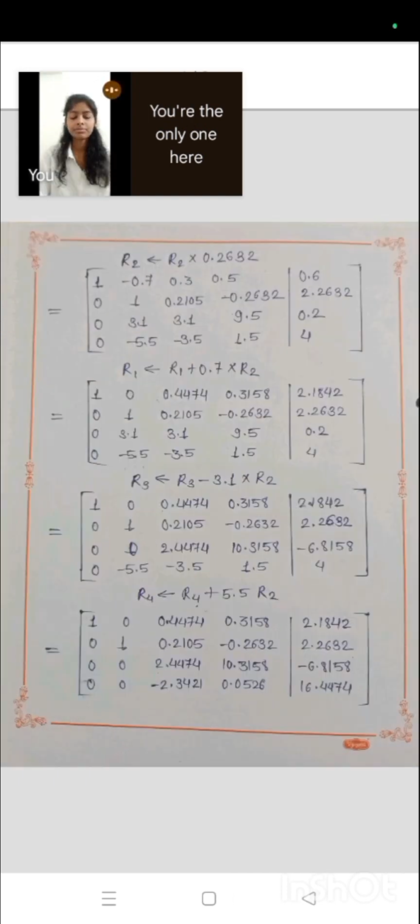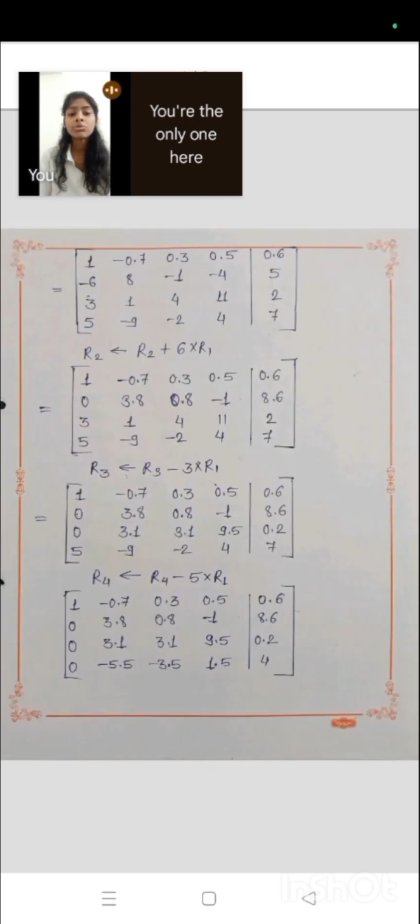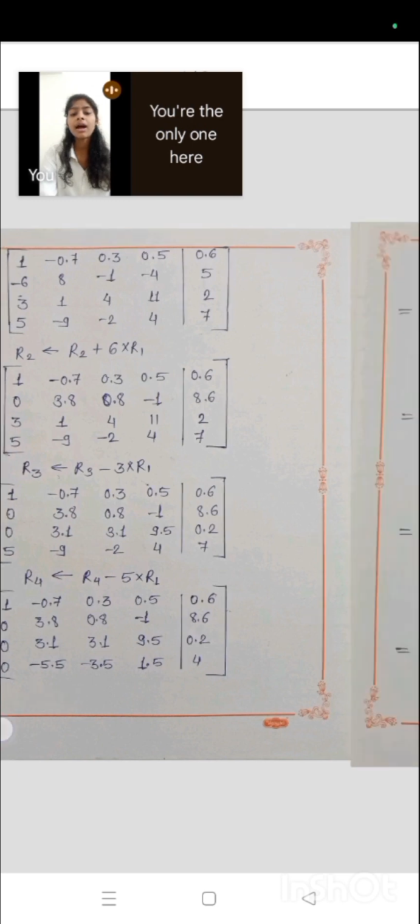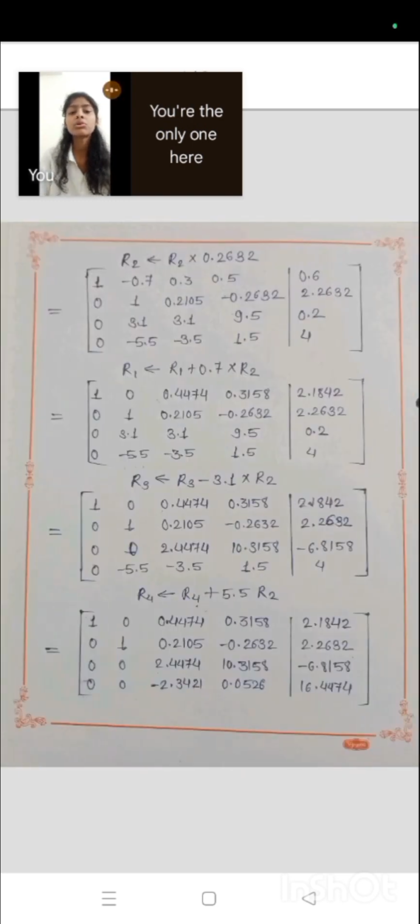And again we multiply R2 into 0.2632. So here the R2 value is 0.8 minus 1 and 8.6. So we multiply R2 value by 0.2632. So the value will be changed here, and we write as it is row 1, row 3 and row 4. Values only change in R2.